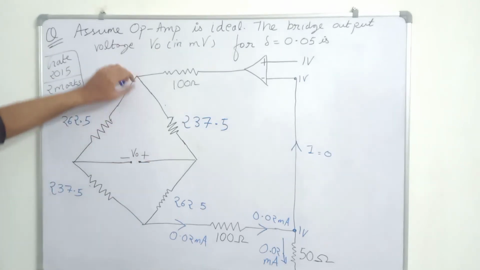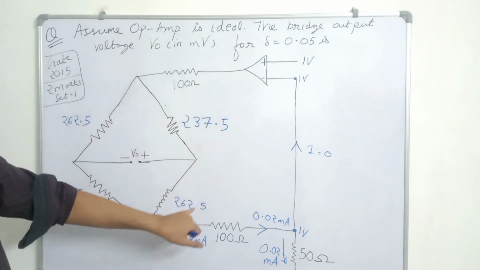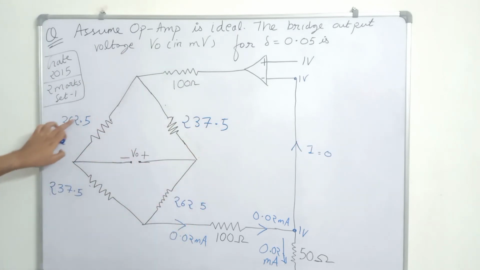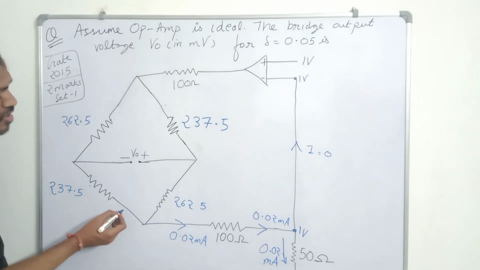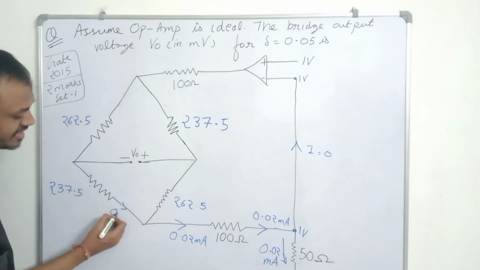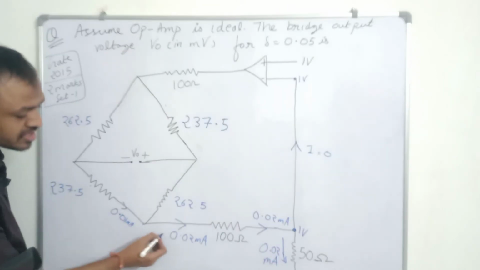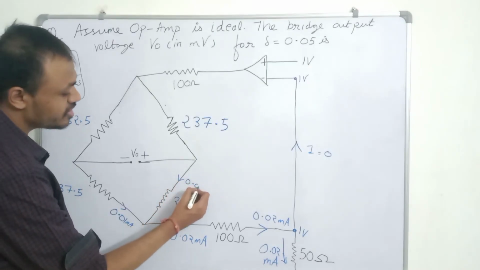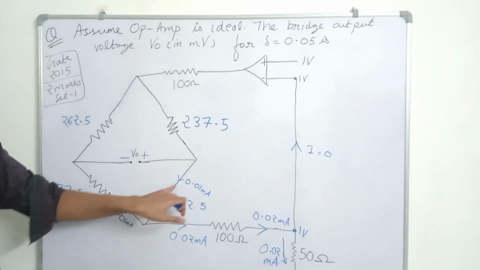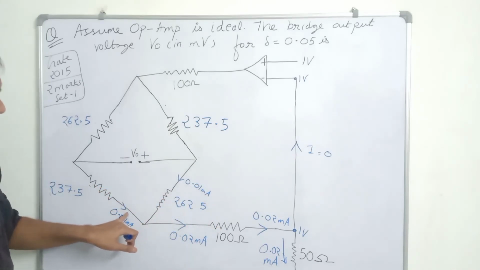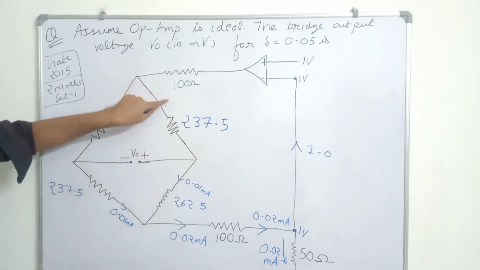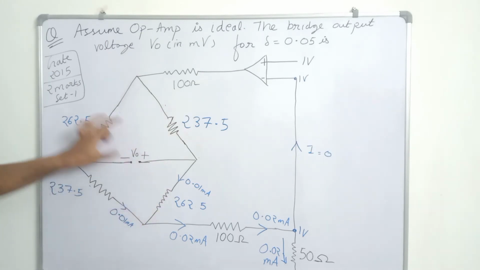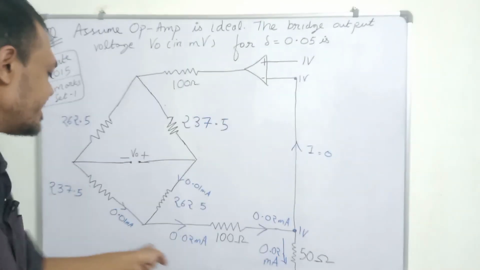Now if we see the path, this path is 237.5 and 262.5 ohm resistance, and this path is also 262.5 and 237.5 ohm. It means that in both these paths the current flowing is 0.01 milliampere, which adds up here to 0.02 milliampere. Since the resistance of both these paths is the same, we can divide this 0.02 milliampere current equally in both the paths.